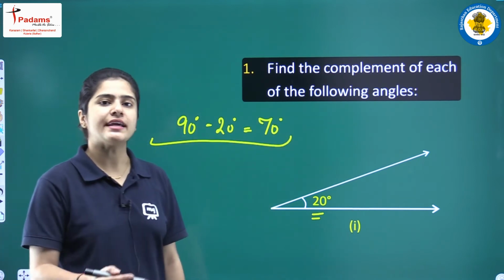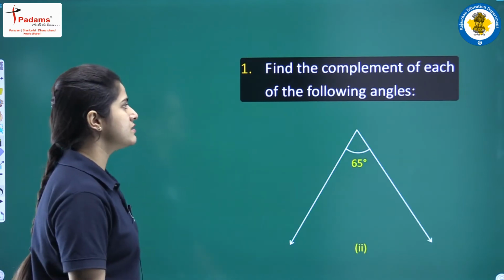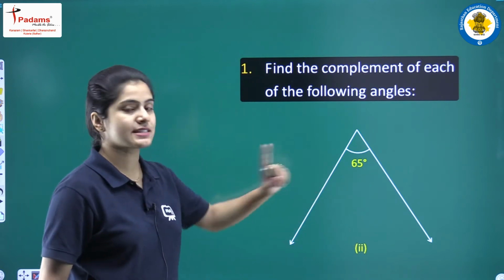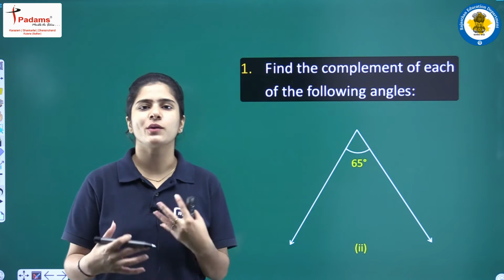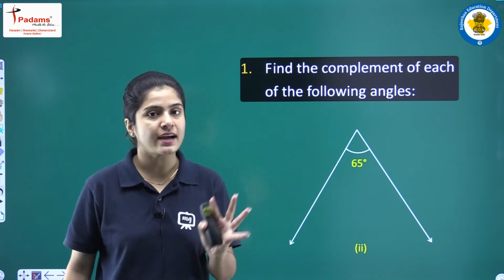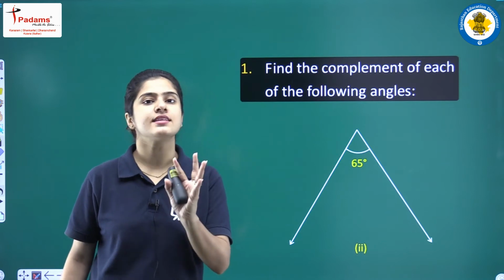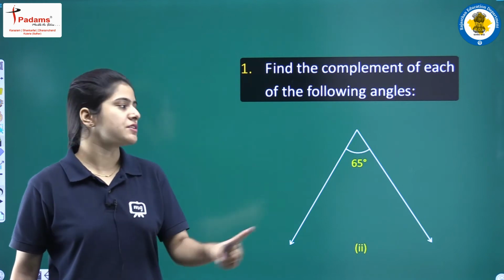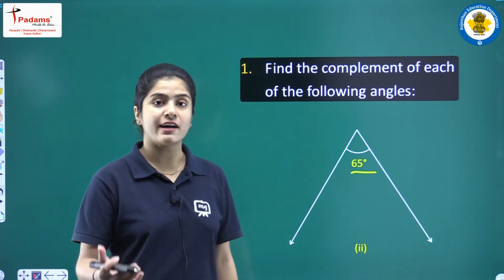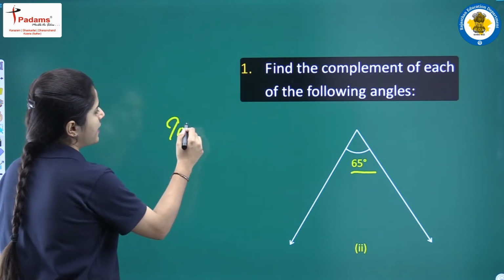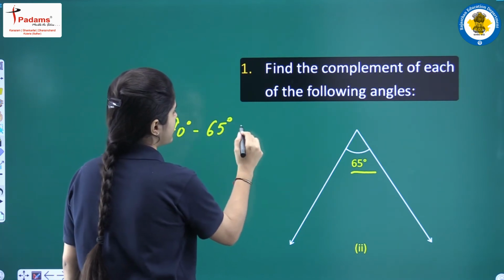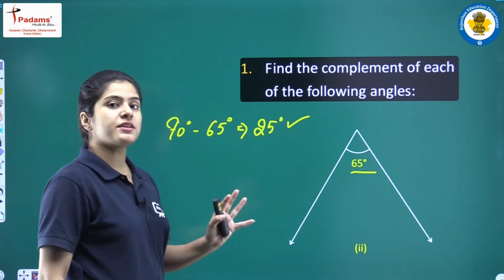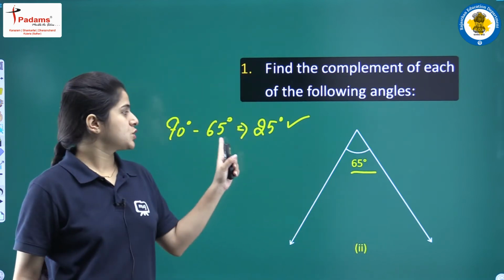Okay students, having a look at another part. Find the complement of each of the following angles. You have to find the complement of angle 65 degree. What do you mean by complementary angles? The sum of two angles when equal to 90 degree. So if one complementary angle is 65 degree, then the other one is 90 degree minus 65 degree, and its measure is 25 degree. So the complementary angle of 65 degree is 25 degree.